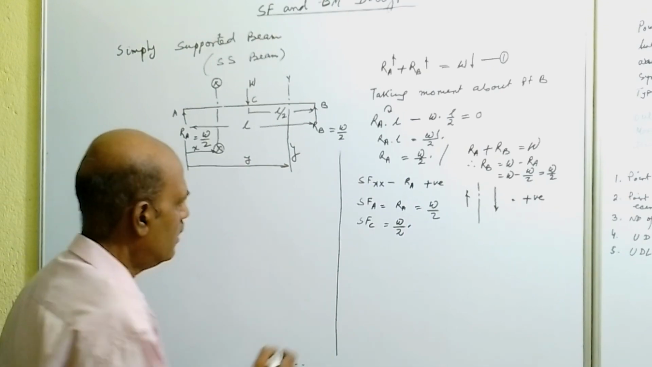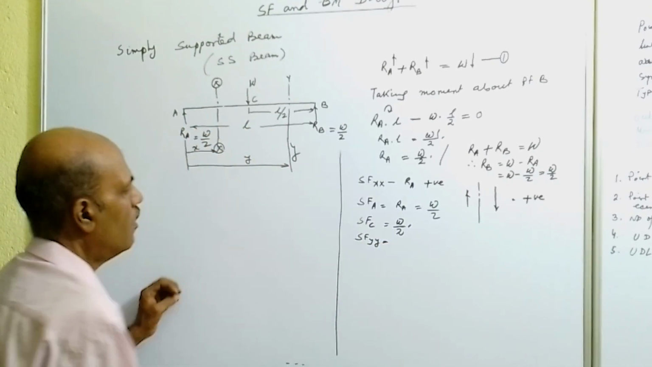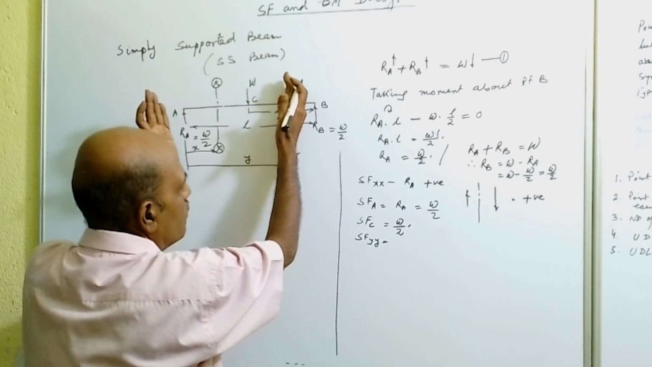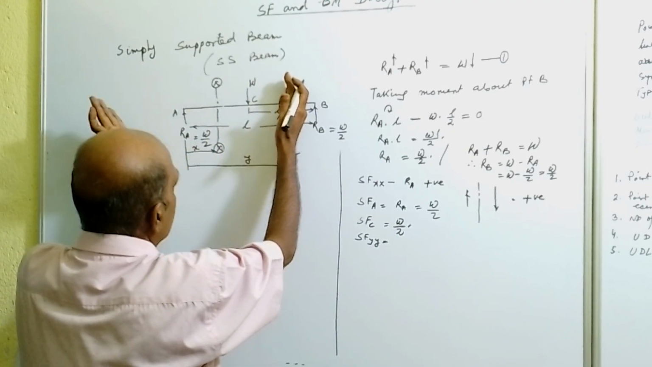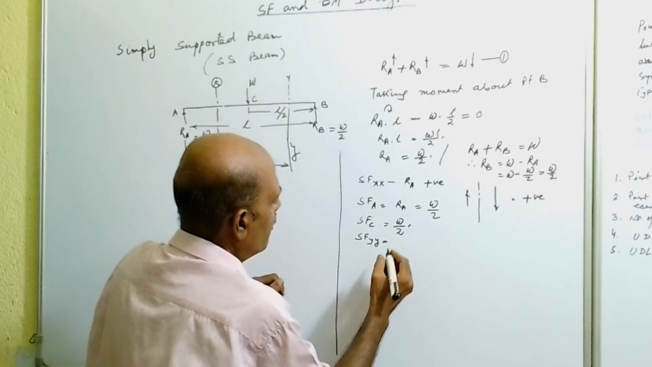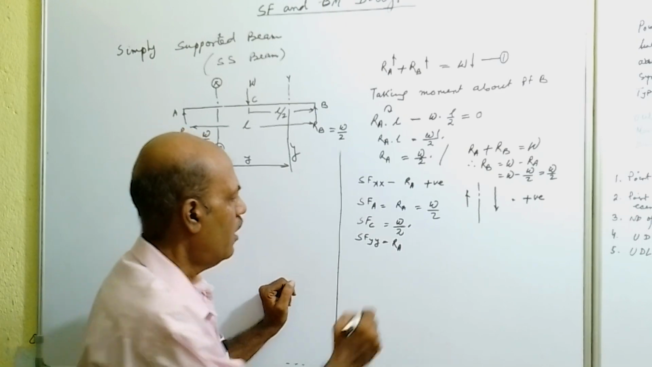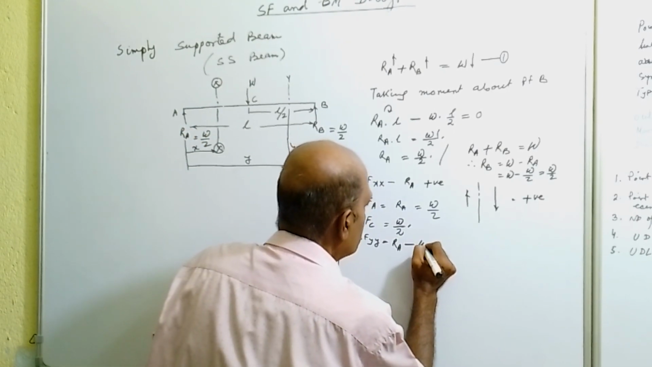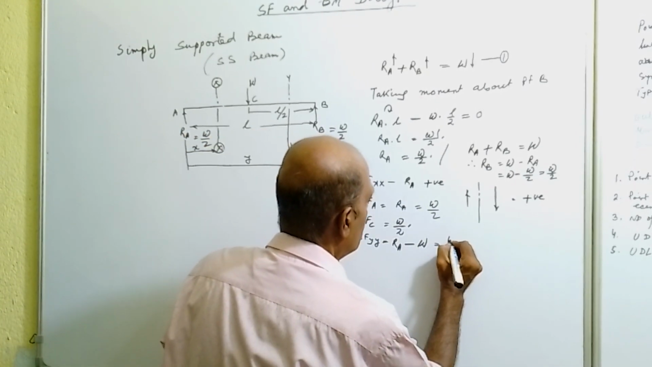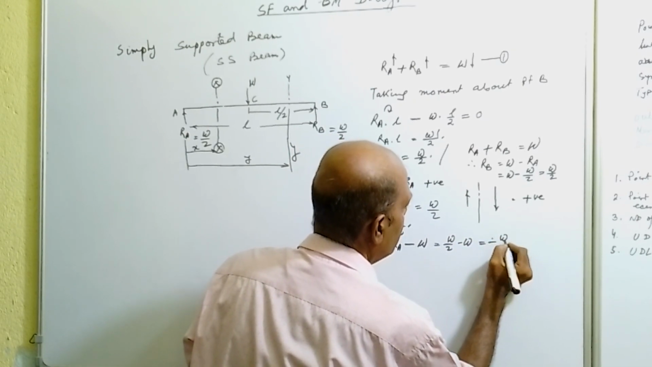Now shear force at YY. First we will calculate the equation of shear force at section YY. Now algebraic sum of all vertical loads acting to left side of the section, that is left side we are considering. So Ra is acting in upward direction and W is acting in downward direction. So Ra, which is acting in upward direction, will be positive, and W is in downward direction, so it will be negative. So we can calculate Ra means W by 2 minus W is equal to minus W by 2.